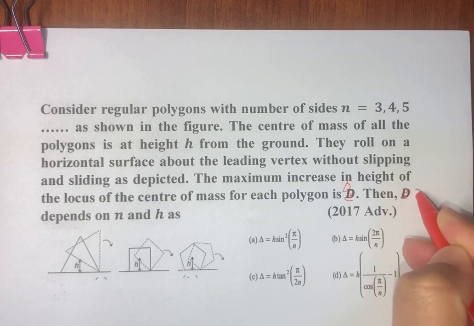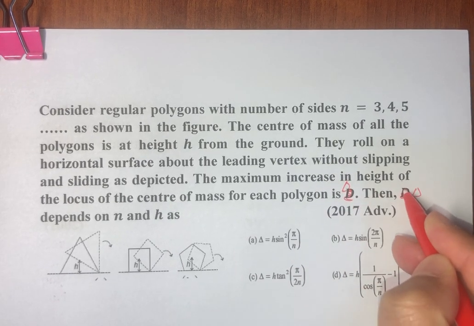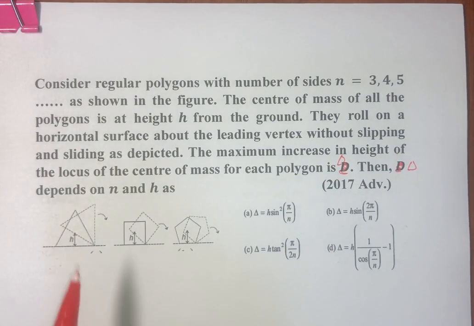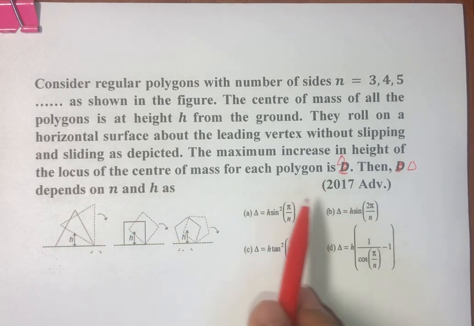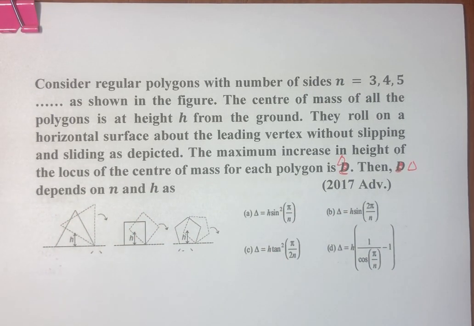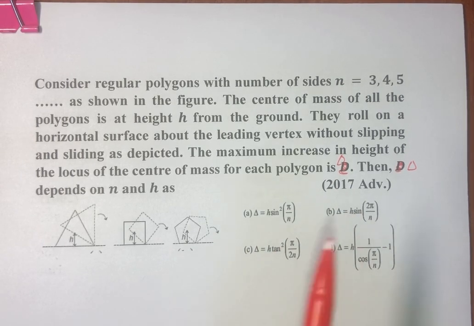delta, not d, and it depends on n and h as follows. So these are the four options, and we are supposed to find out the relationship between delta, n and h.